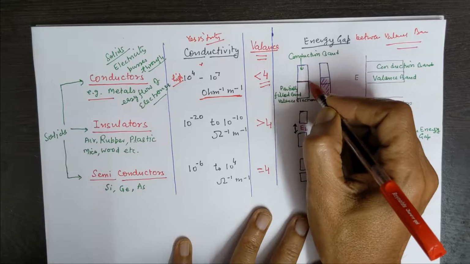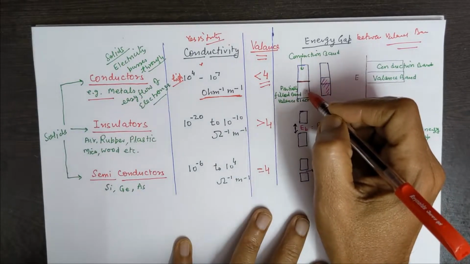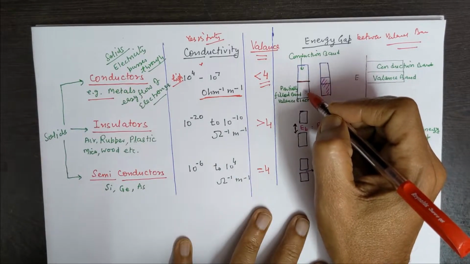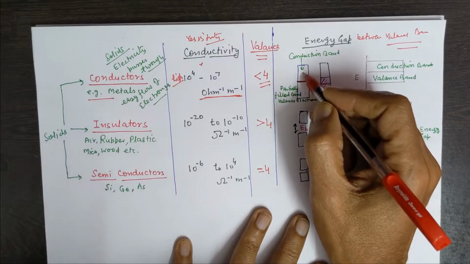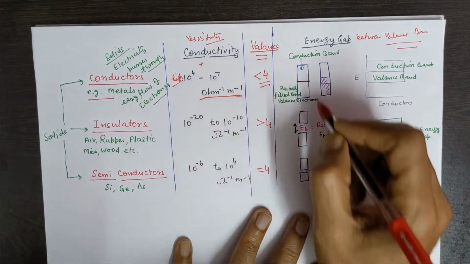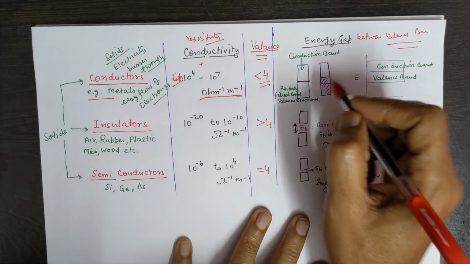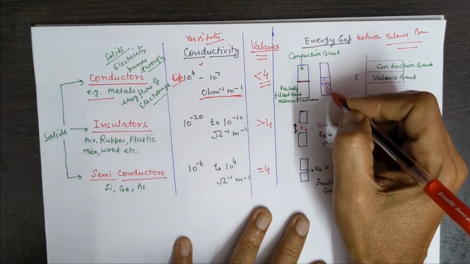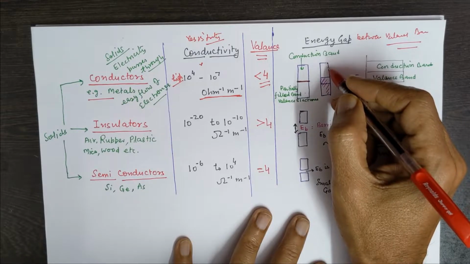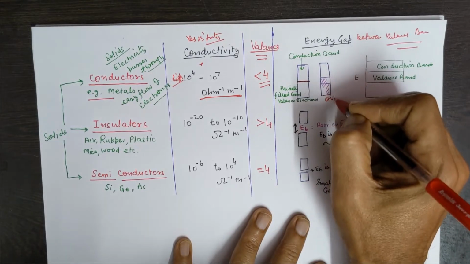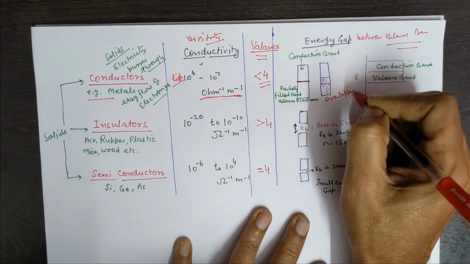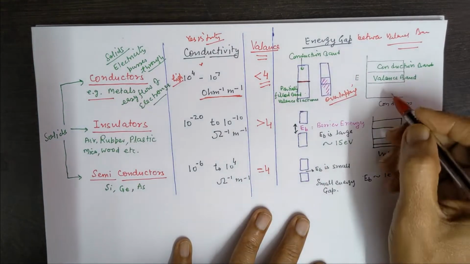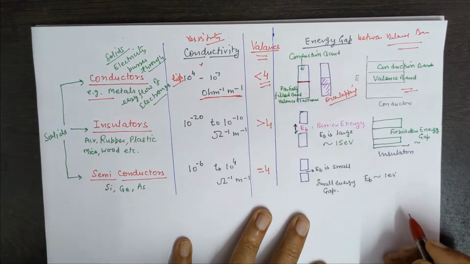there is no gap, energy gap between partially filled valency band and conduction band. There is no gap, no energy barrier, and here it is overlapping. Even valency band or conduction band जो है, they are overlapping each other. And this is graphical method of representing this.